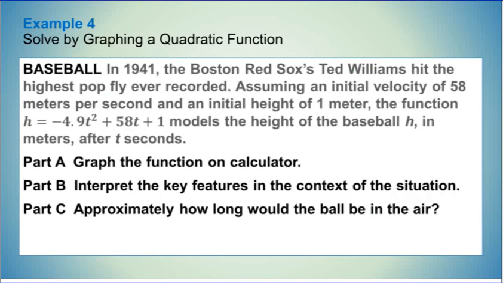Example 4, solve by graphing a quadratic function in word problem format. Here's where we're going to use our graphing calculator. In 1941, the Boston Red Sox's Ted Williams hit the highest pop fly ever recorded, assuming an initial velocity of 58 meters per second and an initial height of 1 meter. The function h equals -4.9t squared plus 58t plus 1 models the height of the baseball h in meters after t seconds. We're going to graph it on a calculator, interpret the key features, and then find out approximately how long the ball was in the air.